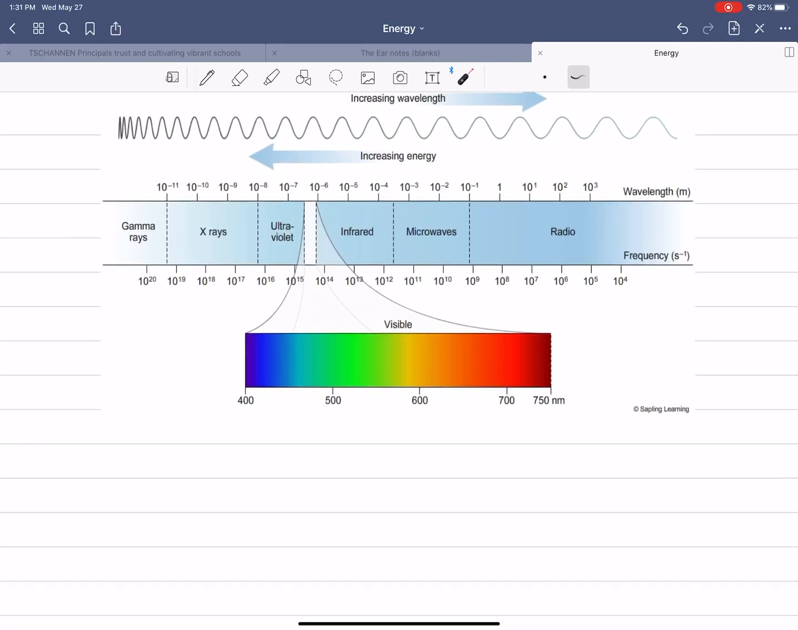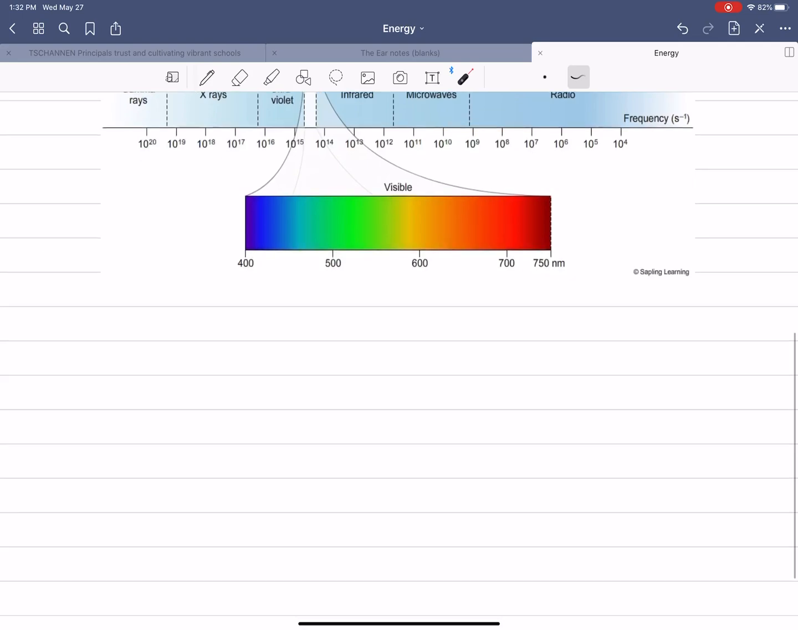Okay, the visible light, this is the spectrum that we see, the rainbow of colors. And then we have infrared, so this is heat. Microwaves and radio waves are not perceptible by us, but again, they are hitting the earth and having an effect on living organisms all the time. Okay?